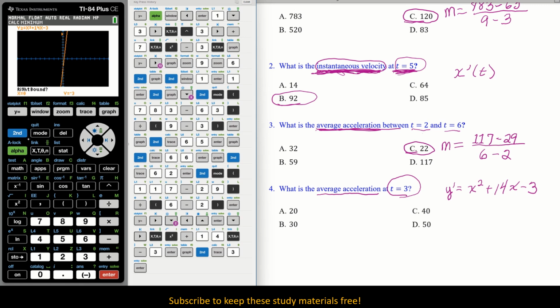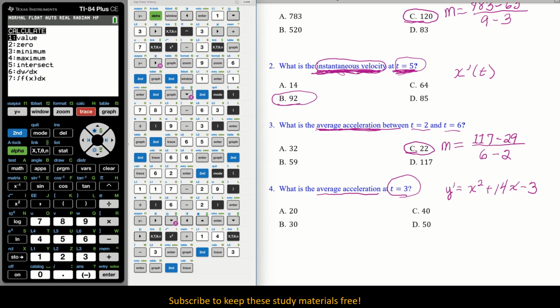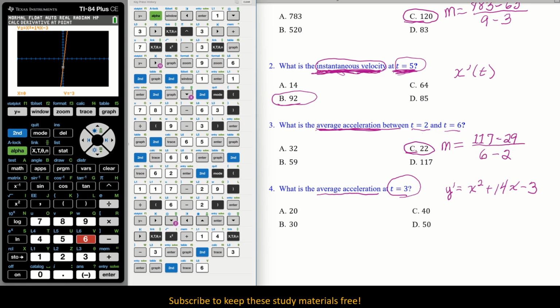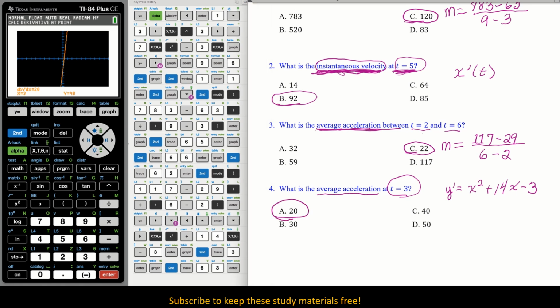Uh-oh, I hit the wrong thing. Go back to graph. Just push graph again. Okay, second trace. I pushed the wrong thing. Sorry. Number 6. Okay, now I push 3, enter. And it says 20, which is the correct value.